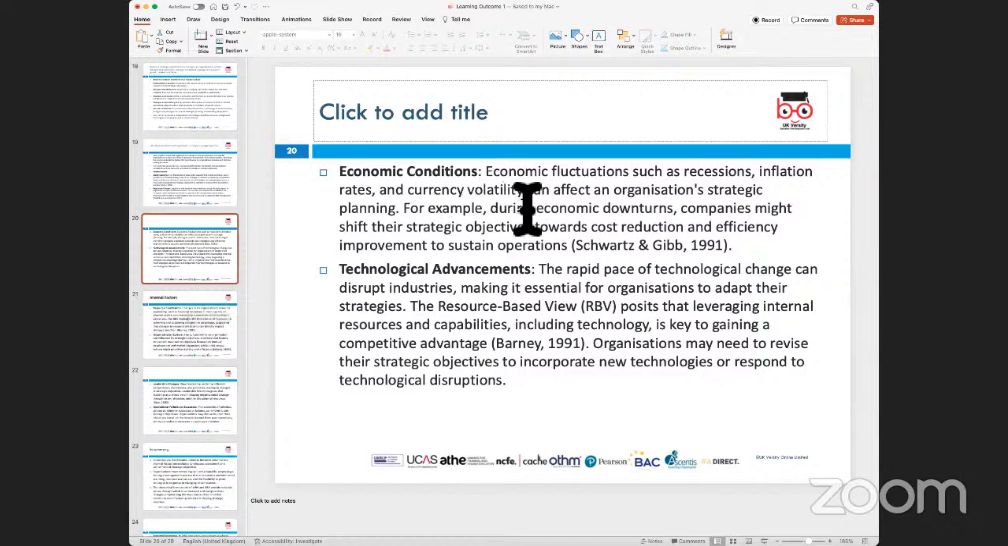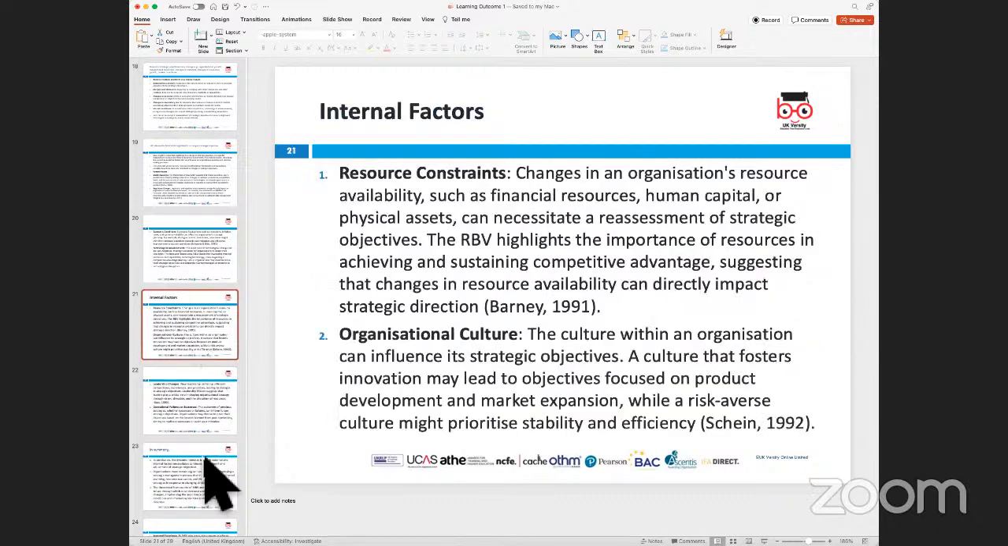We look at economic conditions, so things like fluctuation in currency rates, recession, inflation, Bank of England base rate and other European Central Bank base rates. If they increase, if they decrease, what kind of an effect does it have on the regulatory or the workings of the organization? And those are what are covered in the external factors.